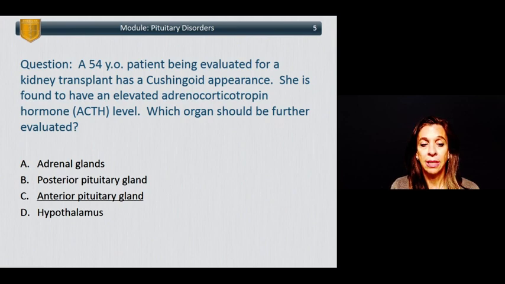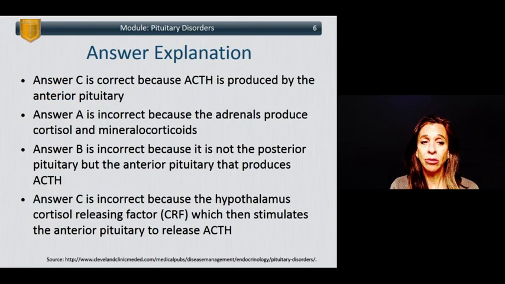And the answer is C, the anterior pituitary gland. Answer C is correct because ACTH is produced by the anterior pituitary. Answer A is incorrect because the adrenals produce cortisol and mineralocorticoids. Answer B is incorrect because it is not the posterior pituitary but the anterior pituitary that produces ACTH.